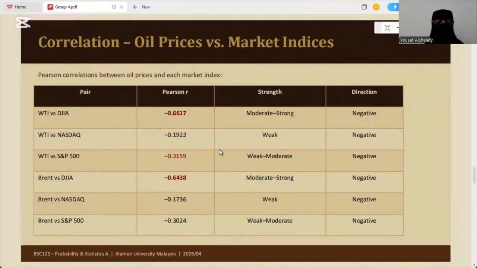Now oil versus the markets, all correlations are negative. WTI and DJIA is -0.6617. Brent and DJIA is -0.6438. NASDAQ is weakest, about -0.19. Tech depends less on oil. S&P 500 is around -0.13. This shows when oil goes up, US stocks tend to go down.